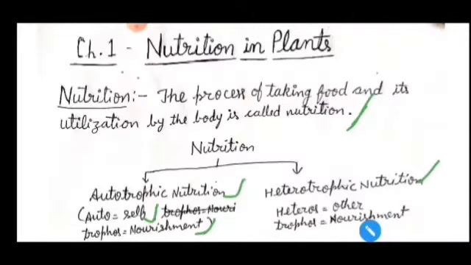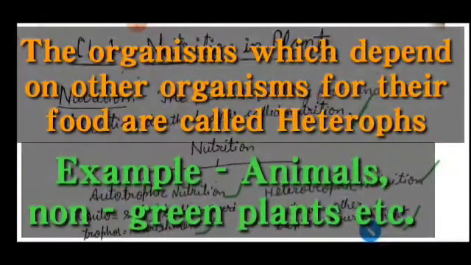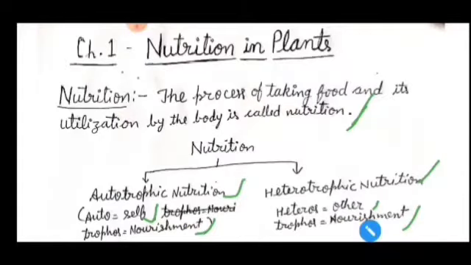In heterotrophic nutrition, hetero means others and trophos means nourishment, means the organisms which are dependent on other organisms for their food. Generally, they depend on green plants directly or indirectly. They are called heterotrophs, and that mode of nutrition is called heterotrophic mode of nutrition.